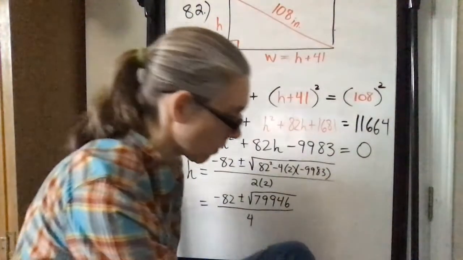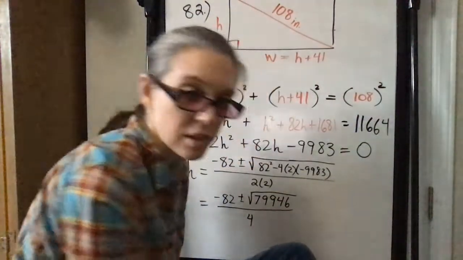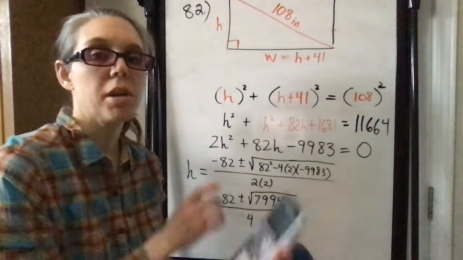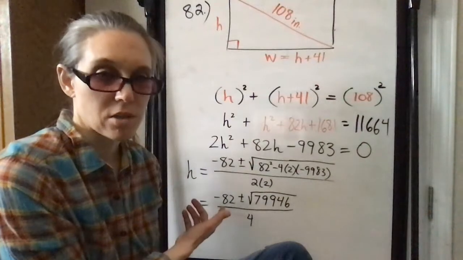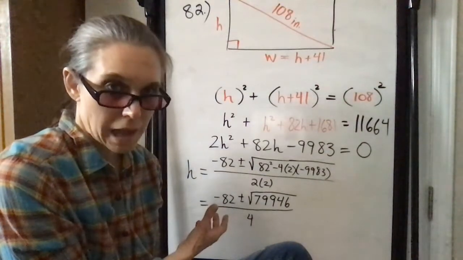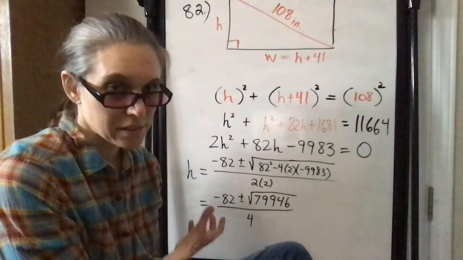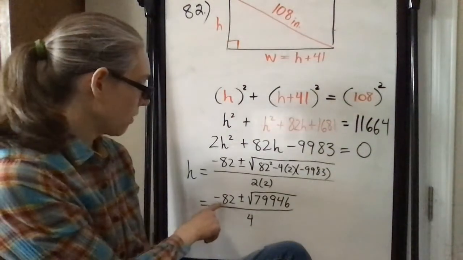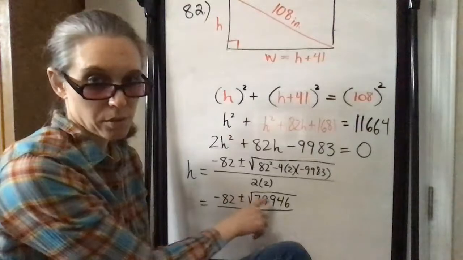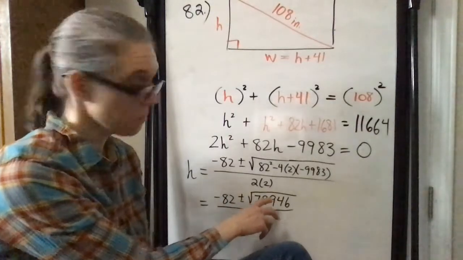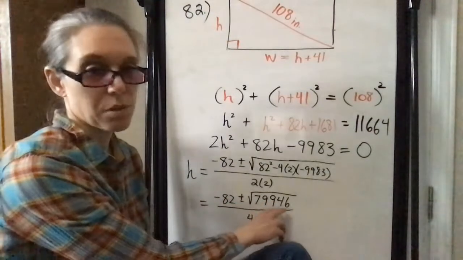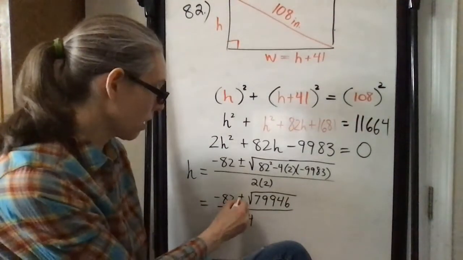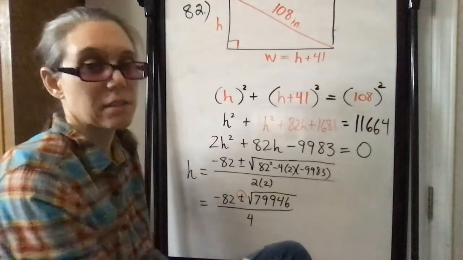Now, it says that we get to round to the nearest inch. Okay, so what we want to do is type this in the calculator and get an approximation. But let's think about this. h is height, so h must be a positive number. So negative 82 plus the square root will give you a positive number, but negative 82 minus the square root will give you a negative number.